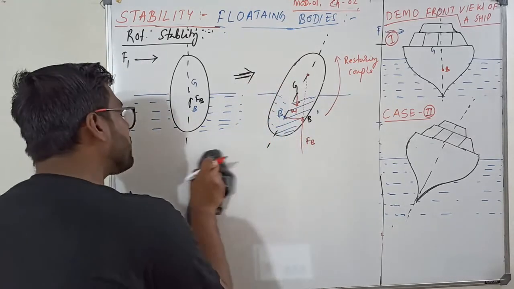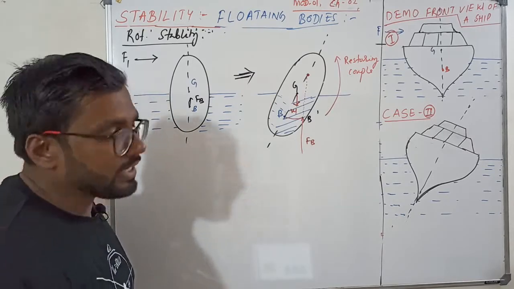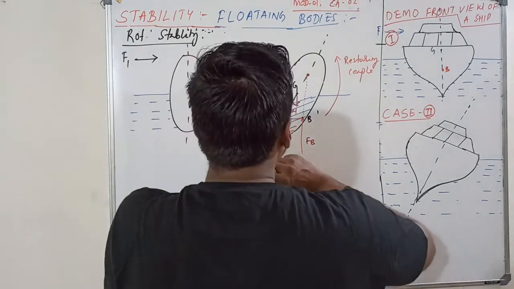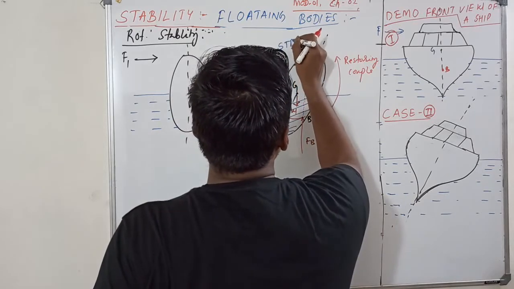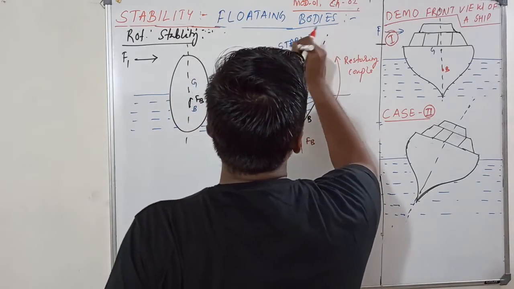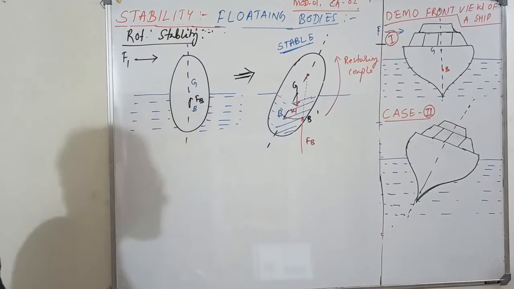That means which kind of equilibrium it is? Sir, it came back to the original position. That's why this is in stable equilibrium. Which equilibrium? Stable equilibrium.